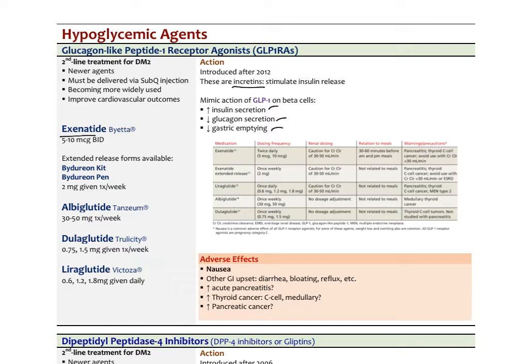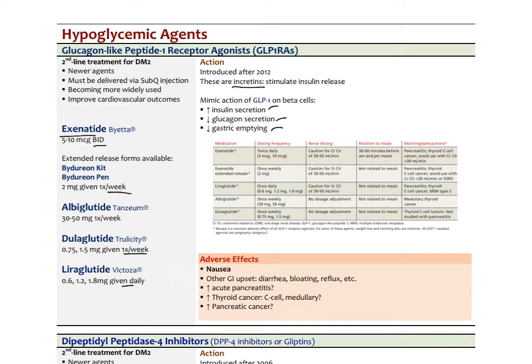These are all given at different dosage ranges. Some of them are given daily. The exenatide is given BID, twice a day, but with the kits here, usually it's given one time per week. Same thing with some of these others. They're given one time a week, although Victoza is given daily. And I put this little chart in here so you can see the dosing frequency and so forth.